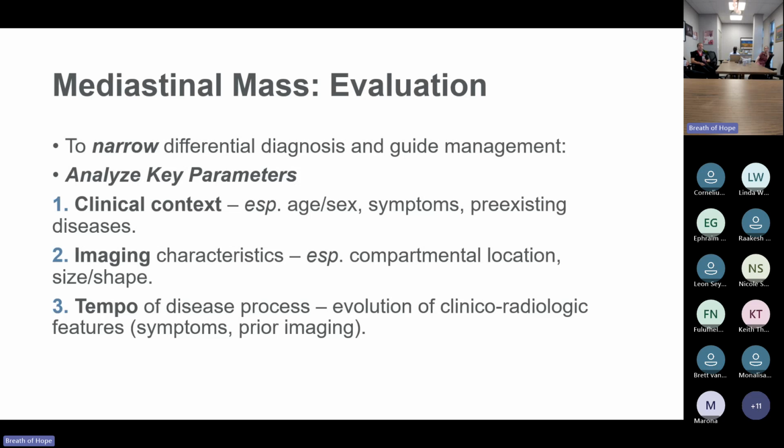Imaging characteristics, especially compartmental location, size, and shape. Most of the time, sometimes you pick up on the X-ray that the mediastinum is wider than usual, and that will probably guide you. The type of disease process will be an evolution of the clinical and radiological features, as symptoms prior to imaging.